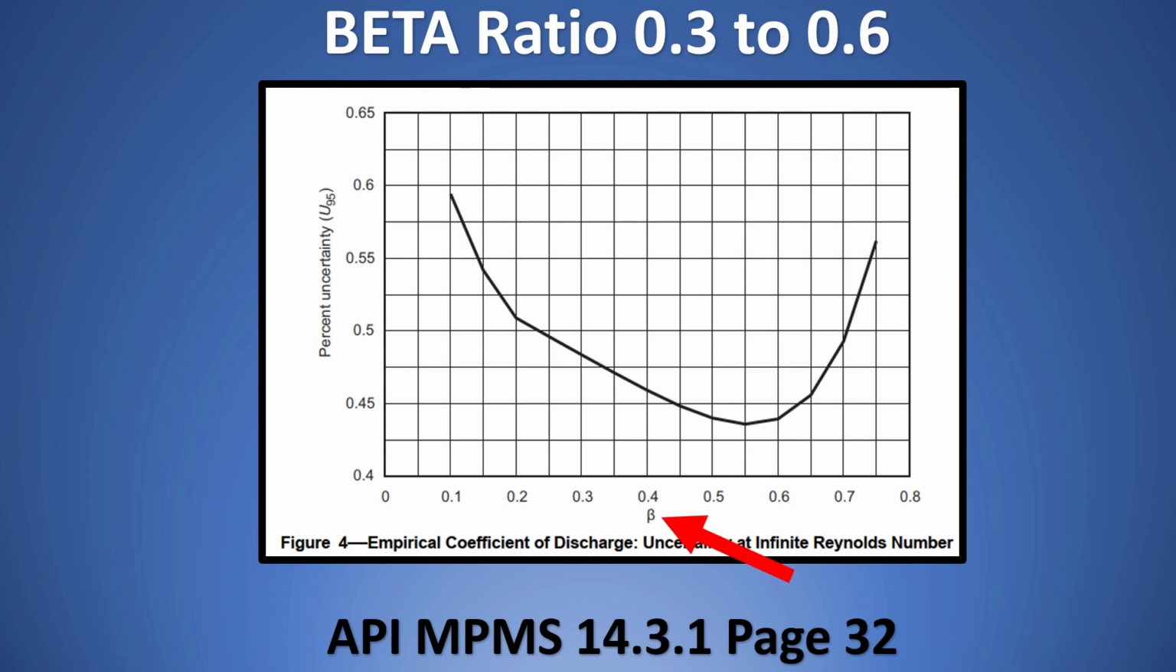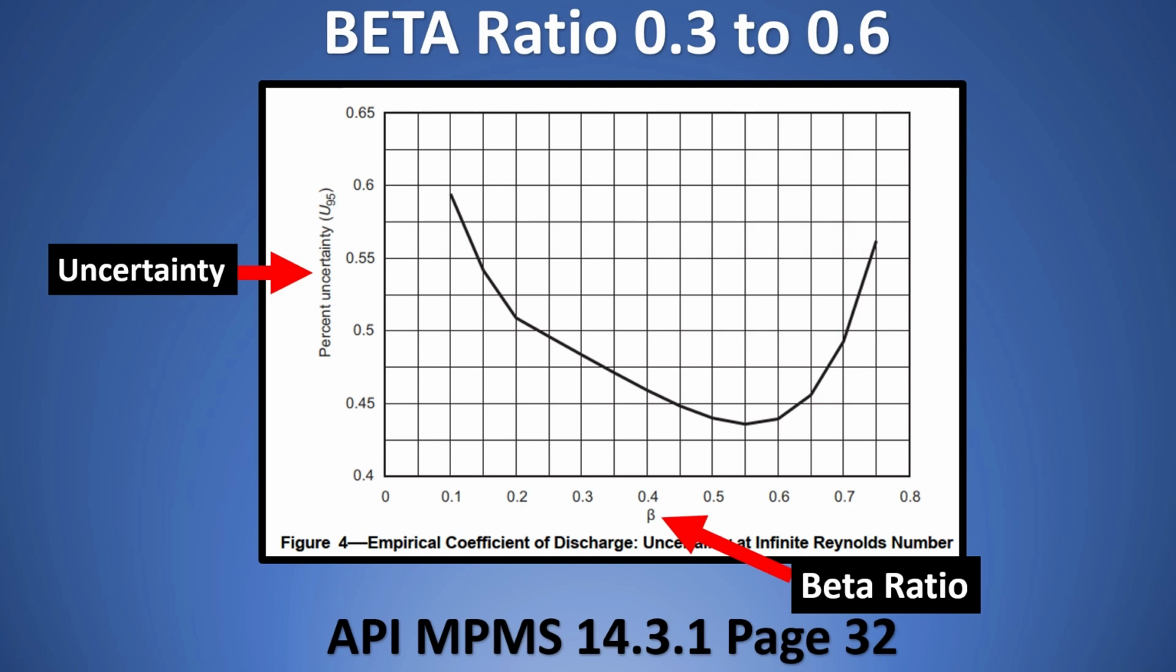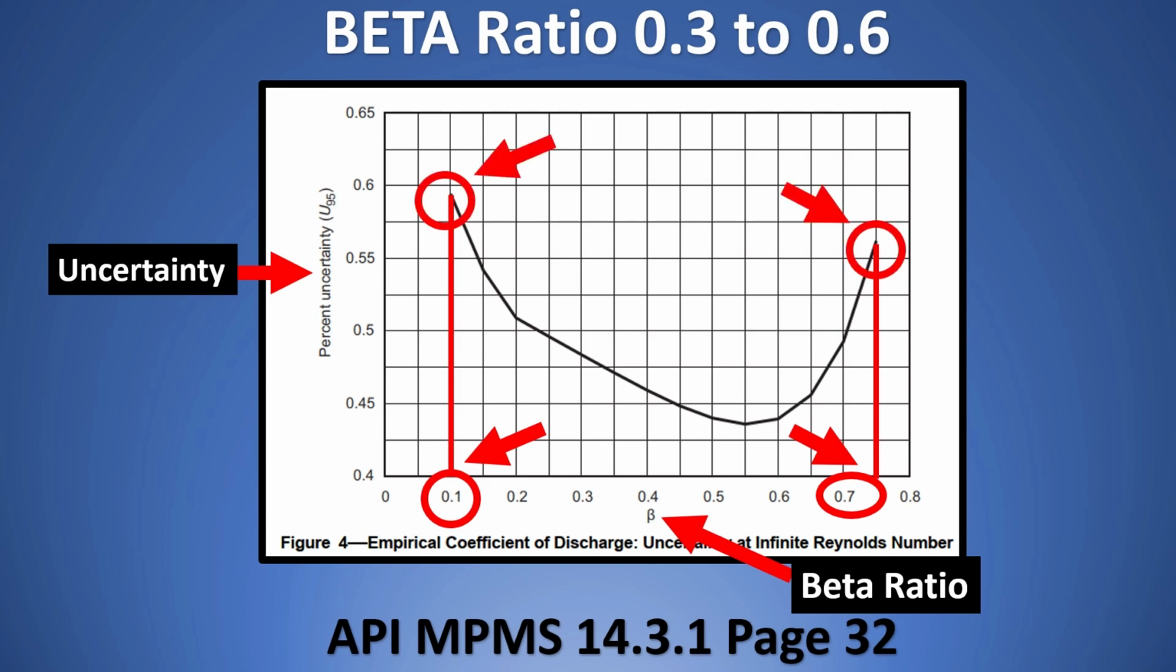On the x-axis you will have the beta ratio, and on the y-axis you're going to have the percentage uncertainty. Now if you see at very extreme values, which is 0.1 or 0.7 of beta ratio, the uncertainty is too high. If we keep the beta ratio at 0.1, the uncertainty could go up to 0.6, 60%. But in the middle range between 0.3 to 0.6, the uncertainty is far less.